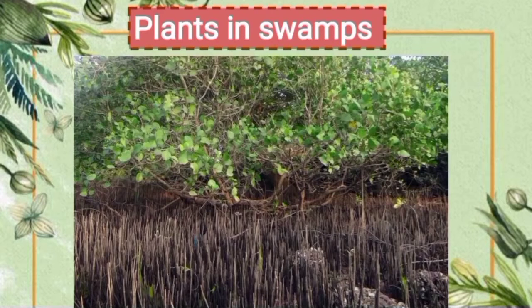Now next is plants in swamps. These have sticky soil which contains a lot of water. It becomes very difficult for plants to grow here because their roots cannot breathe, as you can see. And hence some of the plants that grow here have roots that grow above the soil, and such roots are called breathing roots, because they take in air and help a plant to breathe. They also absorb water and minerals required for photosynthesis.